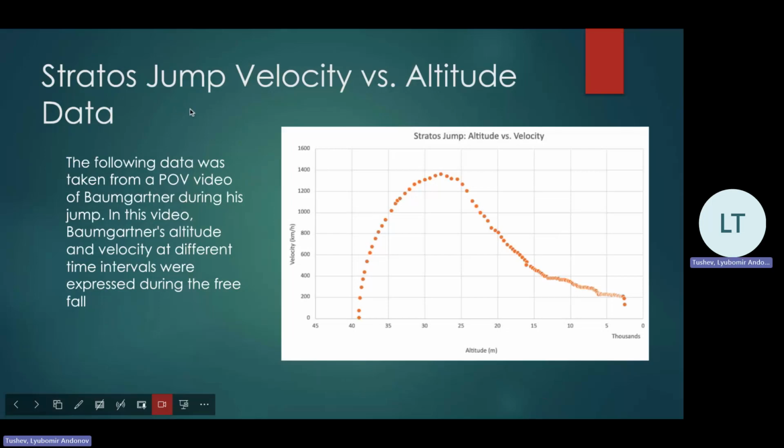The Stratos jump data derived from the POV video can be observed here, where I compare the velocity versus the altitude of Baumgartner throughout his jump.